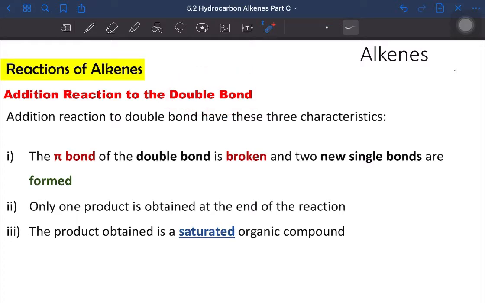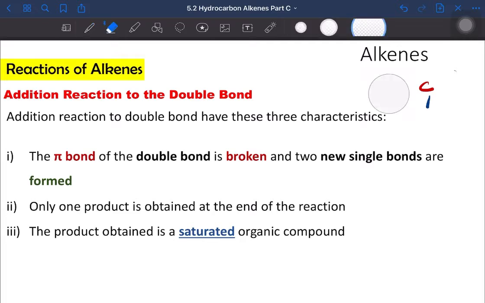So let's see the characteristics of the addition reaction to the double bond. They have three characteristics. First one is that the pi bond of the double bond is broken and two new single bonds are formed. So for example, here we have C double bond C. When we undergo addition reaction, the pi bond here will be broken to form two new single bonds here.